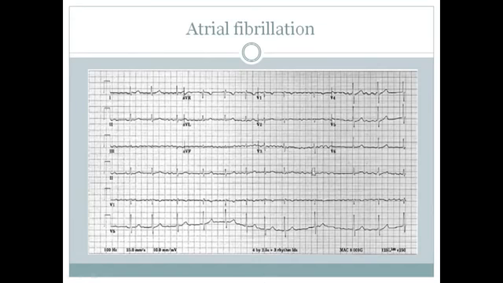Always look at the longest RR interval. Try to see organized atrial activity, and this is clearly not organized atrial activity. This is chaotic, and the ventricular rate is irregular. This is a classic example of atrial fibrillation.